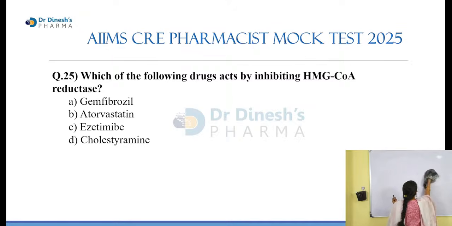What is HMG-CoA? Hydroxymethylglutaryl coenzyme A. HMG is nothing but hydroxymethylglutaryl coenzyme A, and our options here are gemfibrozil, atorvastatin, ezetimibe and cholestyramine. So what are all these drugs? Which class do they belong to? All these drugs belong to the class of anti-hyperlipidemic agents.